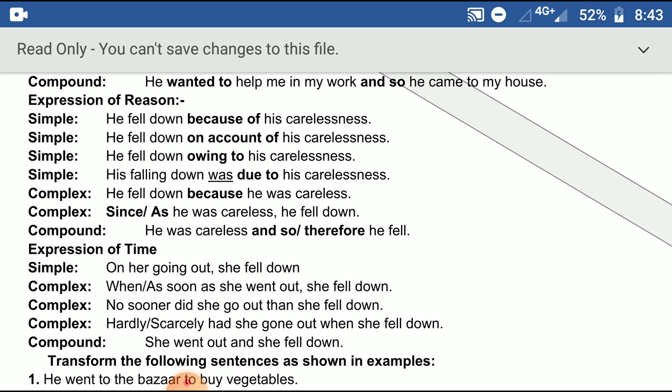Now, which are the things that show reason? Which are the words that show reason? In a simple sentence, which are the subordinate conjunctions which show reason in a complex sentence, and which are the coordinate conjunctions which show reason in a compound sentence?